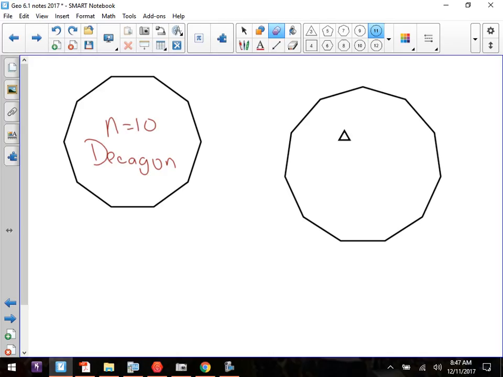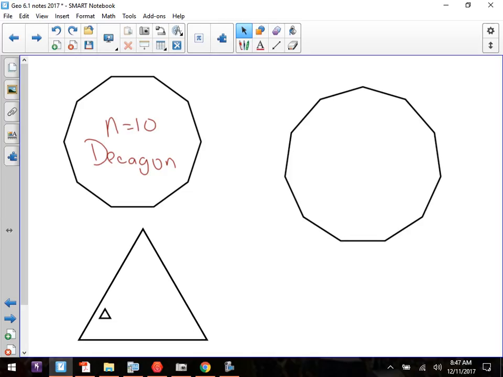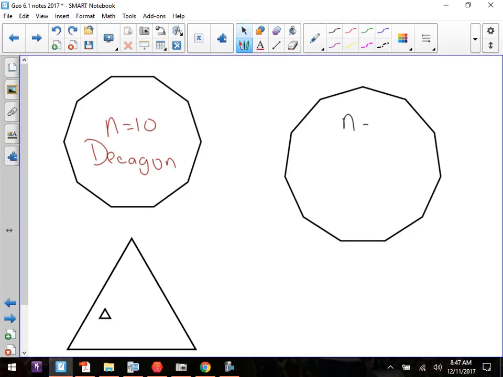What do you think an 11-gon is called? It's literally called an 11-gon. It's also called undecagon. And then a 12-sided would be dodecagon.